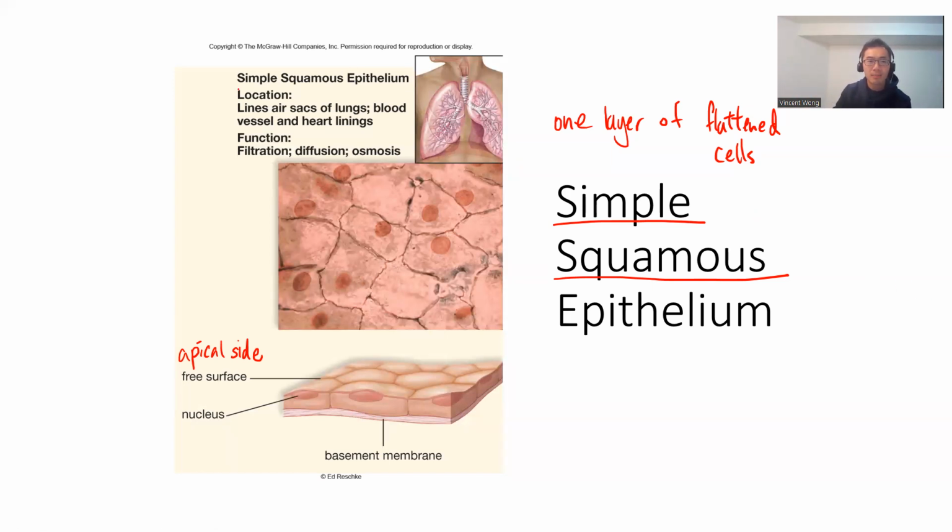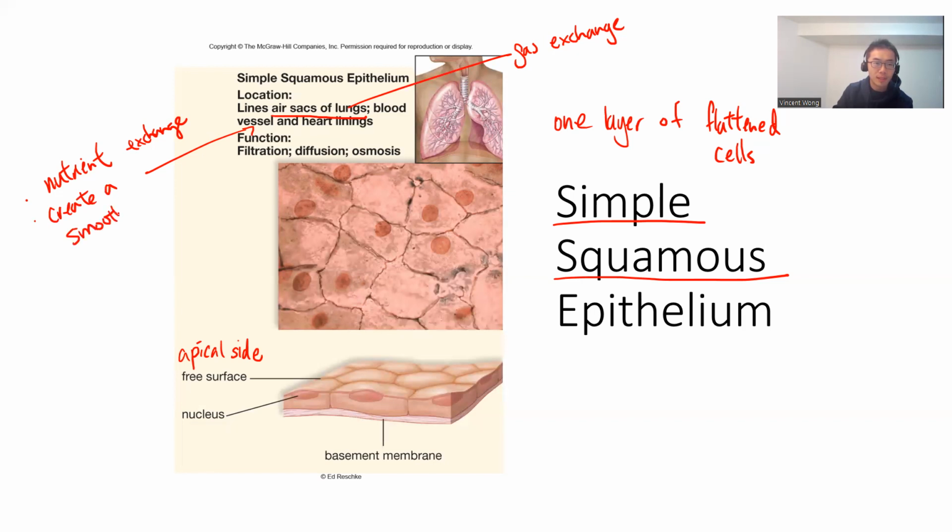Yeah, so you will find these simple squamous in air sacs of the lungs, and that is the location of gas exchange. And you will find them in blood vessels, where it's good for nutrient exchange, as well as they actually create a smooth surface. And one of the things you will learn next semester is that blood does not like to go through rough surfaces. If they go through a rough surface, they tend to clot. So by creating a smooth surface on the inside, it prevents the blood from clotting.